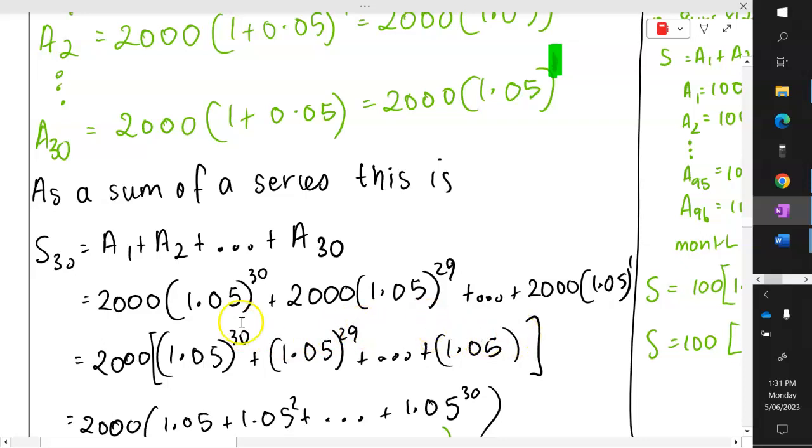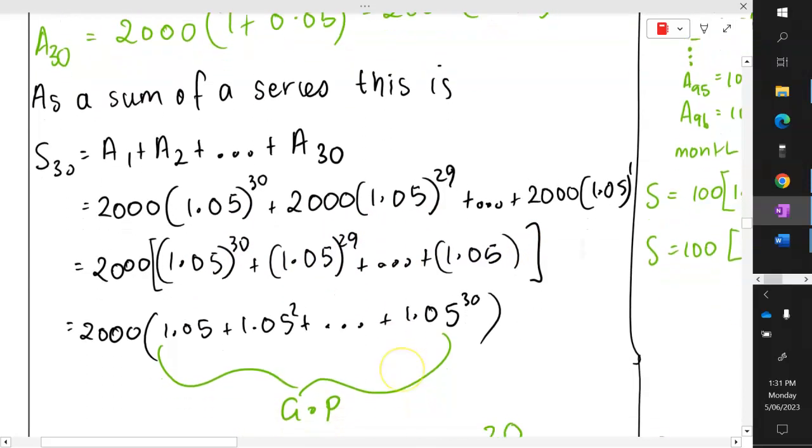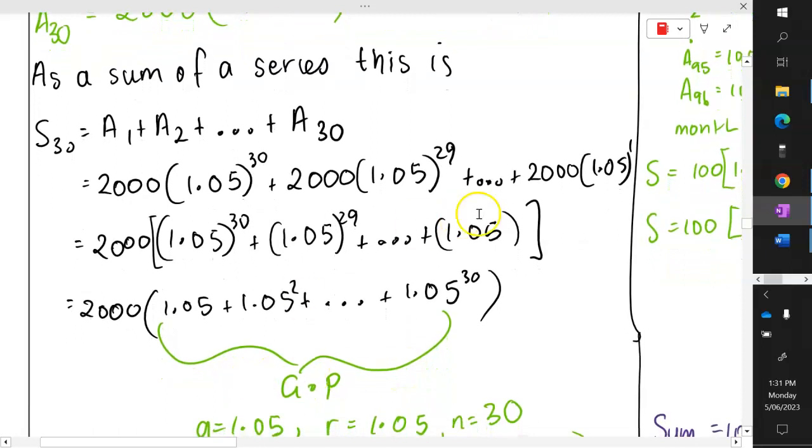So I've got 2,000 times all of my 1.05 to the 30, all the way down to the 1. Then I've flipped it around to make it look more like a geometric progression that we're used to. I've put the 1 power down this end, and I've written the 30th power at the other end. So what you can see is we have $2,000 out the front, but in the brackets we've got a geometric progression.